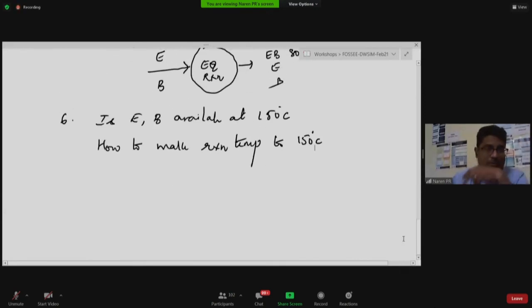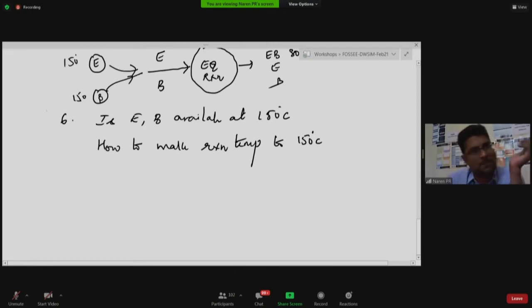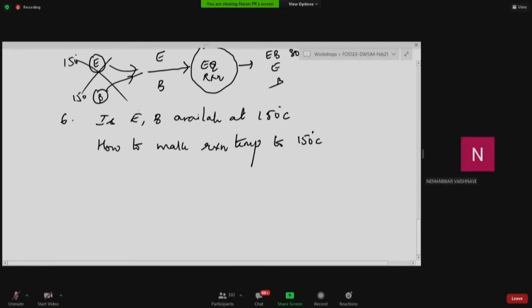Do you think ethylene and benzene will be available somewhere else in a warehouse, that you will have a storage tank here at 150 degrees Celsius, ethylene and benzene, and you can directly send it here? Do you think it is possible? No, sir. We'll keep a preheater. Correct. So this is not possible.